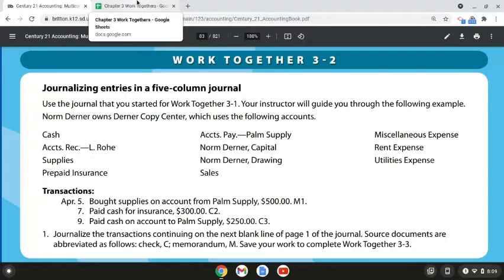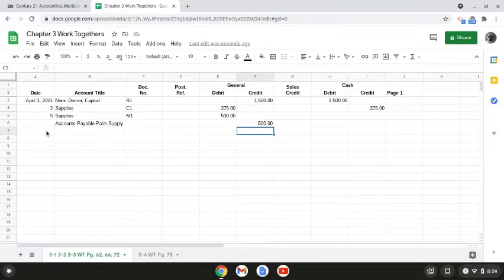This next transaction reads, on April 7th, paid cash for insurance, $300, check number 2. For this transaction, again, the first thing that we're going to do is put in the date, which is the 7th. Again, we don't need to include the month or the year here. We just need to put in the date. Next, we're going to put in our account title, which is prepaid insurance. Next, we're going to put in our document number, which is C2 for check number 2.